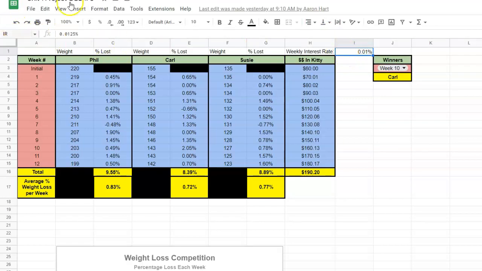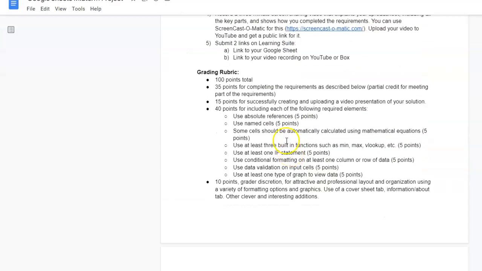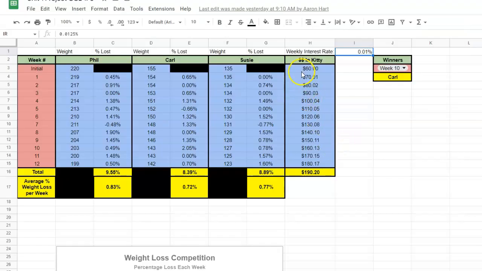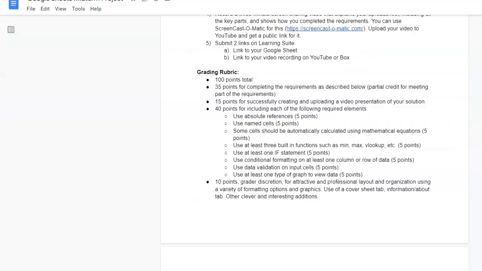It's named IR. And then some cells should be automatically calculated using mathematical equations. Same thing, so mathematical equations, we multiplied the previous cell by the interest rate. Since it's a monthly interest rate, we just divided it by 4 to get a weekly. So we just have these formulas. And then for the percent lost, we also have formulas: previous week minus current week divided by previous week to get the percent lost.